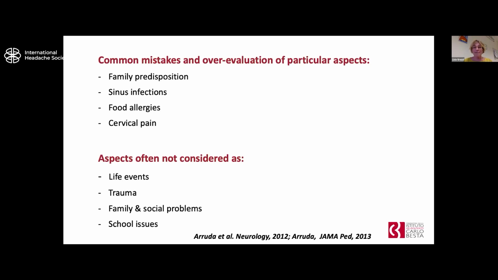But at the same time, there are aspects that we do not consider. For example, life events. The grandma died, the grandfather died, and these are important events for the life of young people. Trauma, family problems, the parents that divorce, for example, social problems with friends and other relationships that are important at that age. And also there are the school issues, and at that age they are so relevant, and we have to consider them when we collect the history of our patients.